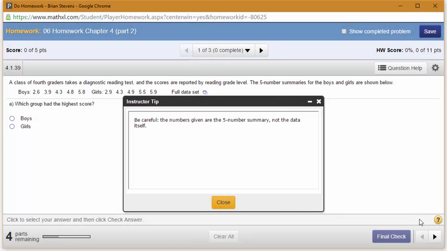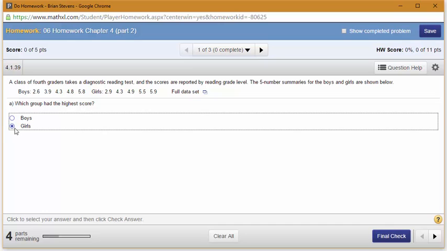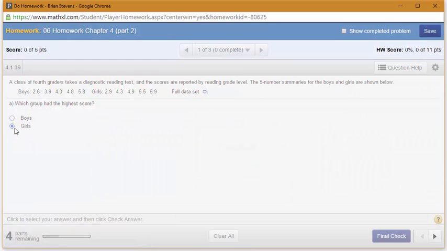As the start of this problem explains, this is the 5-number summary. So make sure to remember you are looking at the min, Q1, median, Q3, and max for each of these data sets. Which of these groups had the highest score? We are simply looking at the last number, which is the max. So the girls had 5.9, which is a higher maximum than the boys.